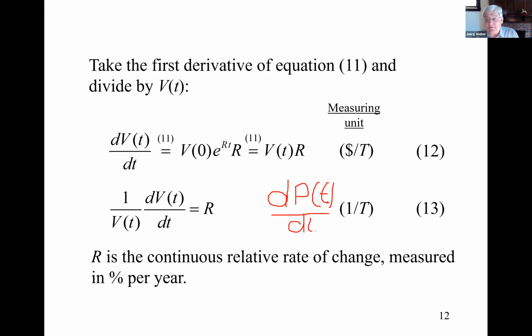Maybe the price level in a year goes from 200 to 210. So the change will be 10. But we commonly express this as a relative growth rate. We want to express it in percent. So we divide by Pt.